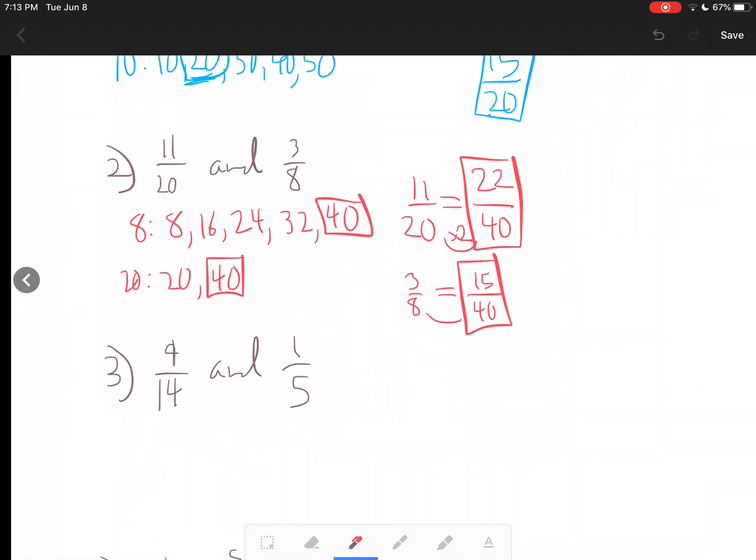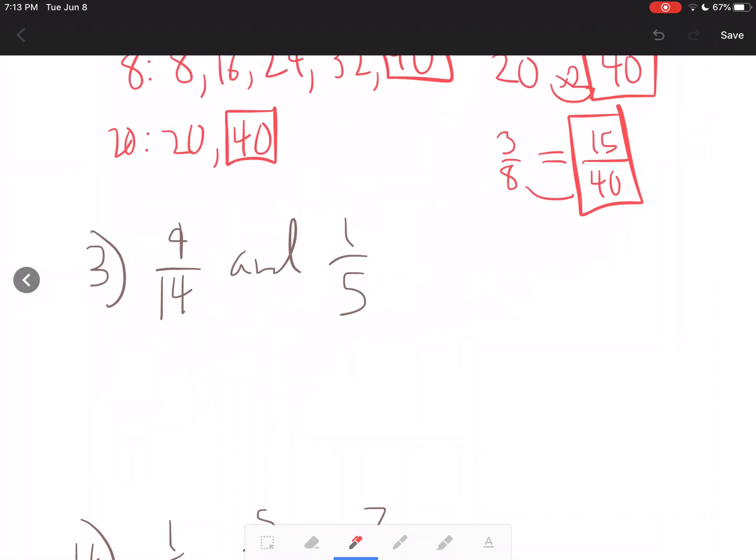Again, let's look at this one. This is a nice little hack here. So we look at 5 and 14. I might have to go through a lot of multiples of 5 before I find one that works with 14. So I'm just going to actually go for multiplying these two together. So I'll go 14 times 5, and that will give me 70. And I now have a common denominator, and this happens to be the least common denominator.